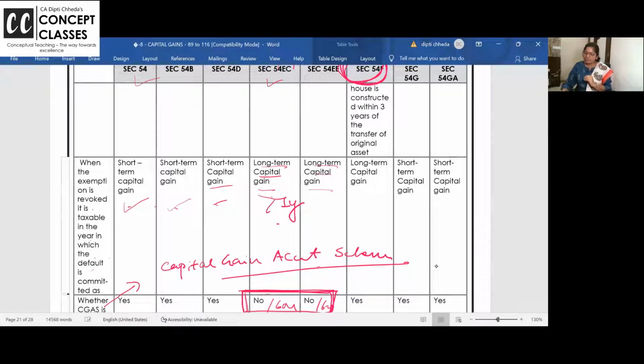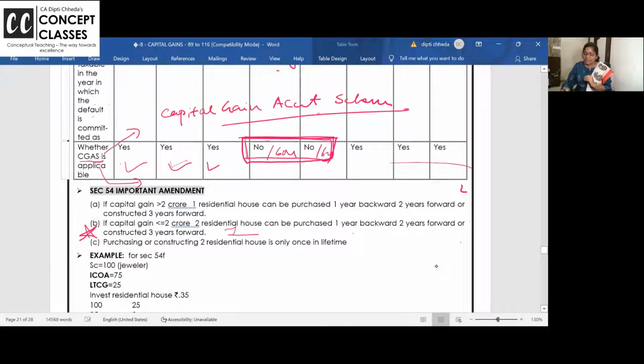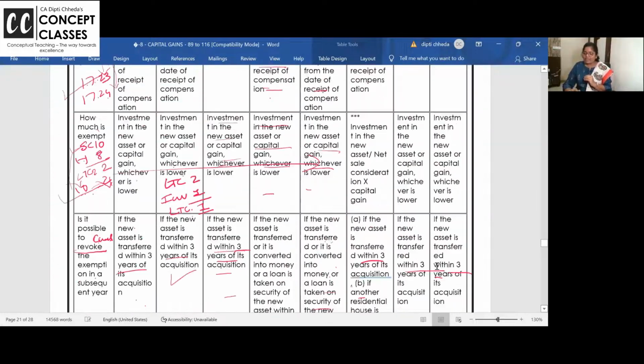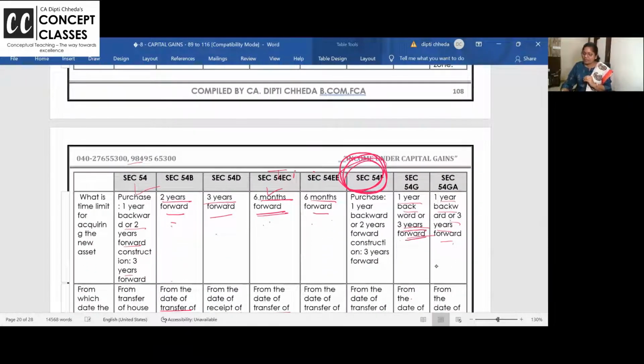When the exemption is revoked, it will be taxable as short term. Is CGS applicable? Yes. Why is CGS applicable? How much time limit is there for investment? 3 years. So if you are not able to invest in the coming 6 months before the due date of filing the return, put your money in the CGS scheme. All right.